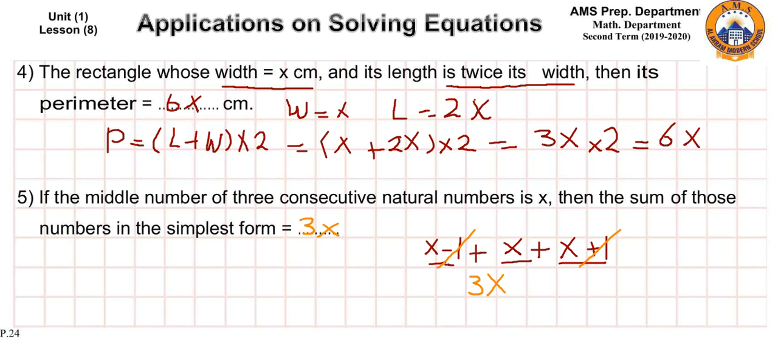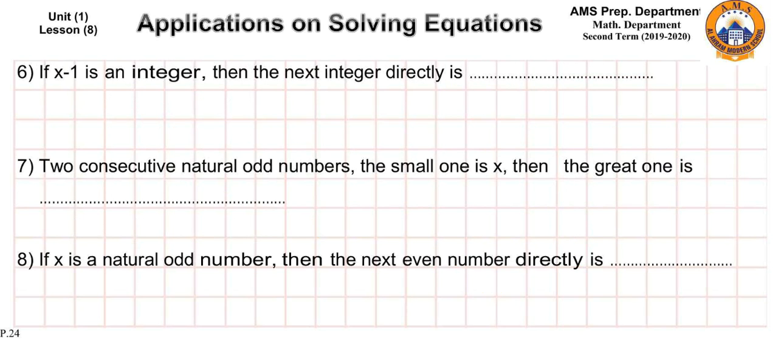Exercise number 6. If x minus 1 is an integer, then the next integer directly is. So simply it will be x. How can we find this? We will add 1. This is the integer, and the next one you will add 1. Negative 1 plus 1, you will cross them together. The rest will be x.